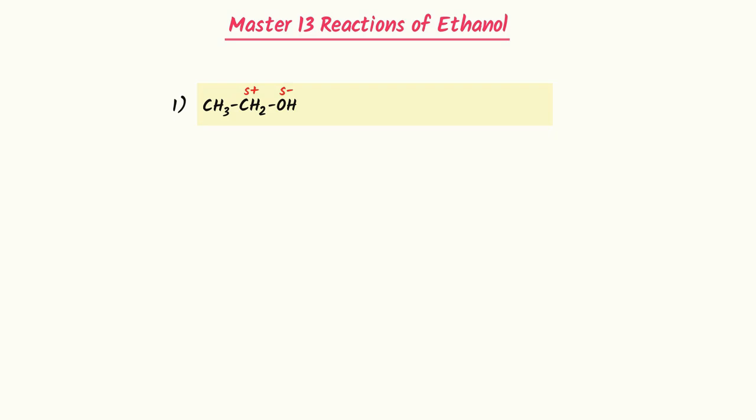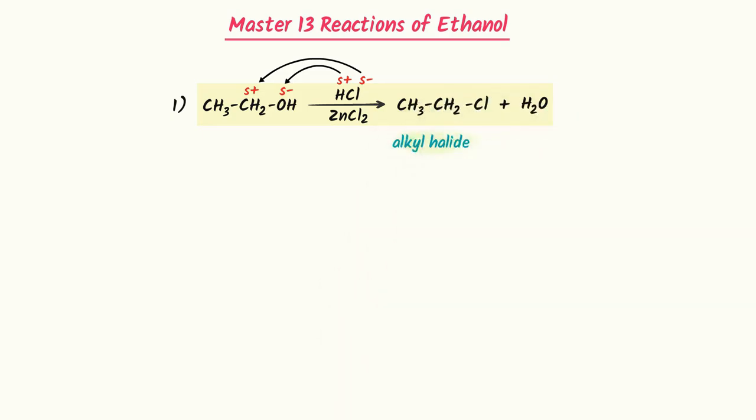Now let's start with our first 4 reactions, where we kick out the OH group from ethanol. First, I take HCl and anhydrous zinc chloride. The zinc pulls on the oxygen, making the carbon even more positive. Now the chlorine acts as a nucleophile. It has extra electrons and attacks that positive carbon. As a result, the OH leaves as water and we get ethyl chloride.